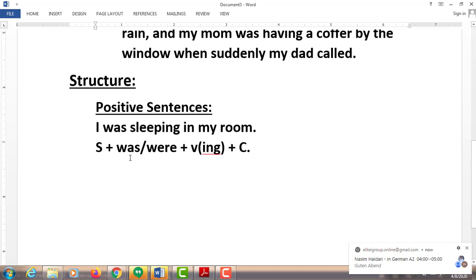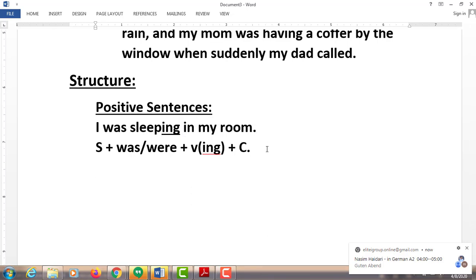Now look at this one, guys. The subject is I here. I'm talking about myself. You know, the doer is me. And then we have helping verb of past continuous is was and were. And then our verb, this is our verb infinitive. Our verb must take what? ing form. This is the ing form of the verb.